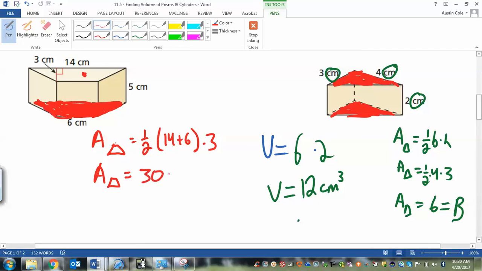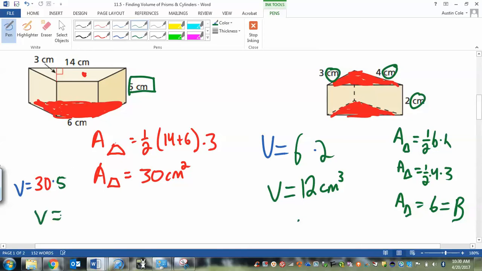Okay, so 30 centimeters squared. So that's our big B, right? We know our big B now. Volume is always big B times H. We can take big B out and put in 30. What's the height of that figure? 5, right? That comes from this over here. So 30 times 5.